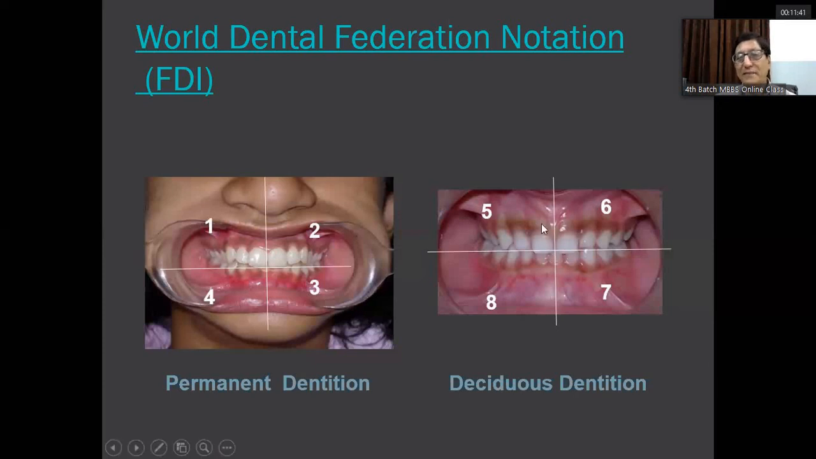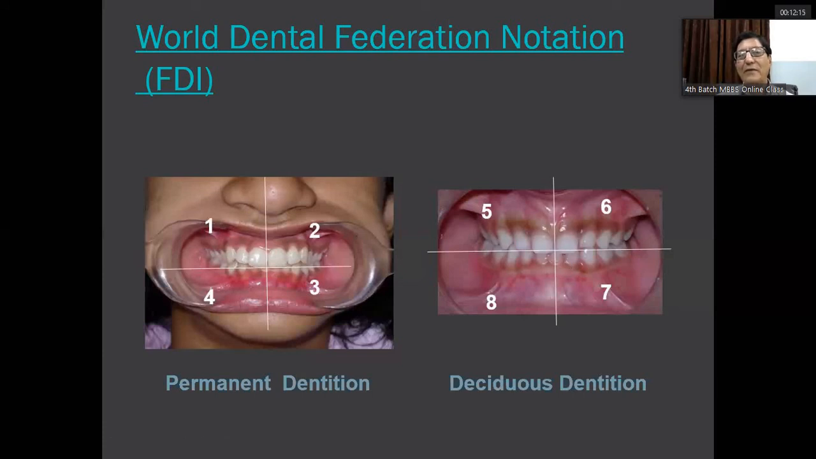Similarly, if you want to write the clinical notation for deciduous dentition, first you write the name of the quadrant. If you want to mention teeth from this quadrant, you write the quadrant number first. So when you write 7 and 2, I will understand that this is a tooth which is second incisor belonging to the left lower deciduous quadrant. So how would I say that? Left lower deciduous lateral incisor.